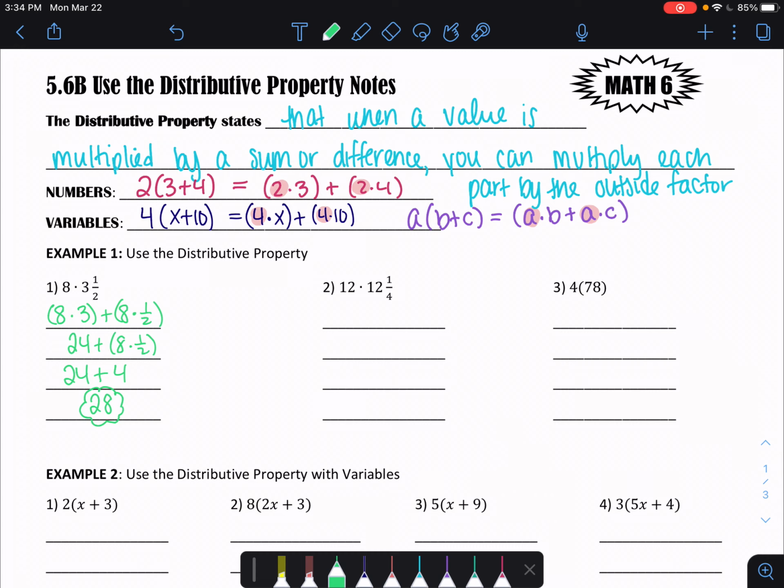So for number 2, I'm going to do something very similar. I'm going to do 12 times 12 plus 12 times 1/4. 12 times 12 is 144. 12 times 1/4 is 3. And when I add them together, I get 147.